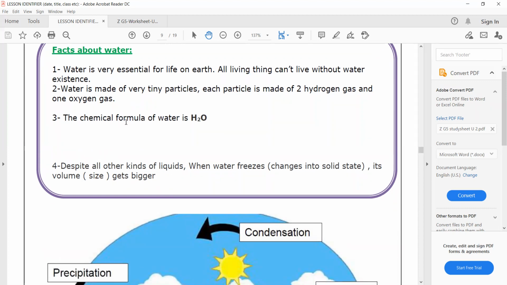The last one: unlike all other kinds of liquid, when water freezes and changes into solid state, its volume or size gets bigger. Any material, when it changes from liquid state to solid state, its volume decreases, except water. When water freezes, the volume of ice is larger than the volume of water. Only water in the liquid state has a smaller size than water in the solid state.